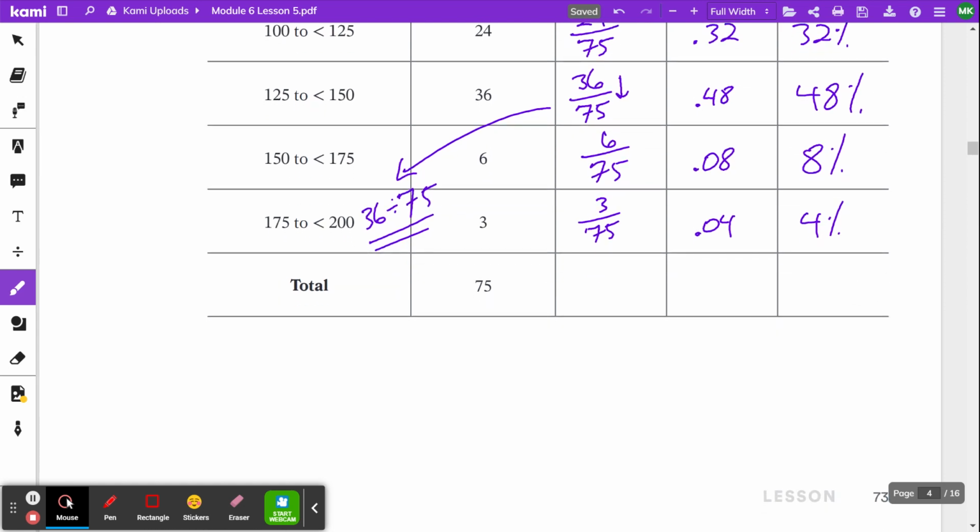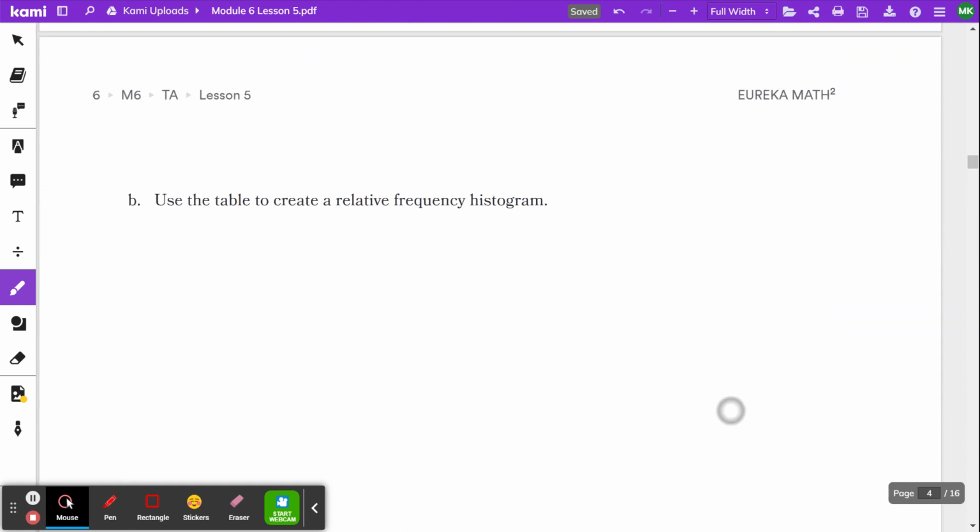And then finally our total. Right, so if I did everything right, I should have a 75. If I add all of my numerators, I should have a 75 over that 75, which is 1 whole. And if I add all of my percentages, I should total 100%. Okay, so we just did 2 of those, all so that I can get to this little graph here.